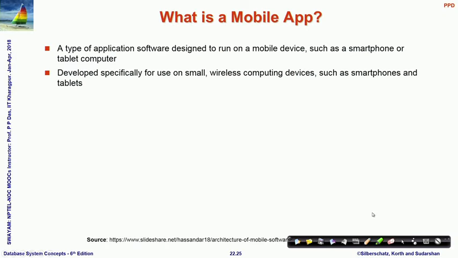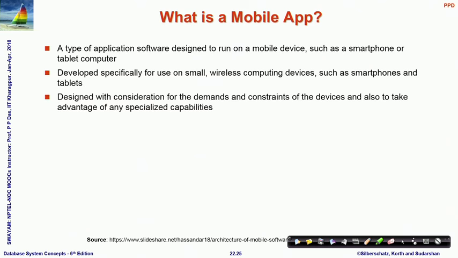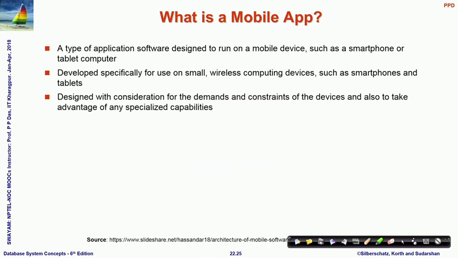It is typically specifically for use on small wireless computing devices, and it is designed with considerations for demands and constraints of the device. So, how is it different if I want to have an application which does my task, but I want to do it as a mobile app, for a small wireless handheld device? Certainly, since it is a small device, it has a lot of constraints, there are a lot of demands of the device compared to if we were using a web browser on a desktop or a laptop where we have a lot of resources.